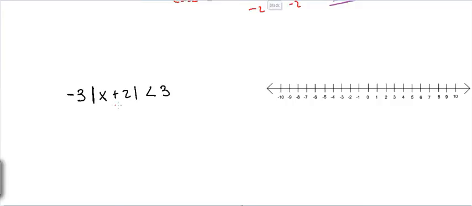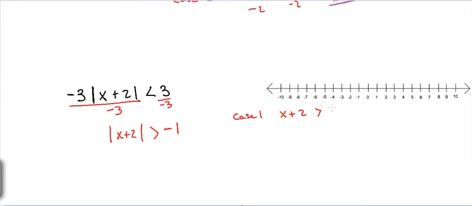So what we're going to do now is solve this final one, and what's going to happen is we're going to divide both sides by negative 3. Of course, when we do that, we switch the orientation of our inequality symbol around, so this will be negative 1, absolute value of x plus 2. So now we're going to have case 1 where x plus 2 is greater than negative 1. And then we're going to have case 2 where x plus 2 is greater than 1.